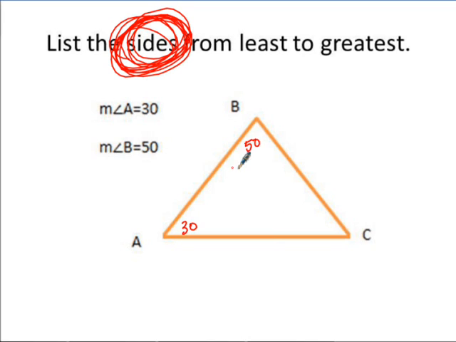What is the measure of angle C? Well, 50 plus 30 is 80. There's 180 degrees in a triangle, so that means that angle C is 100. And then list the sides from least to greatest.